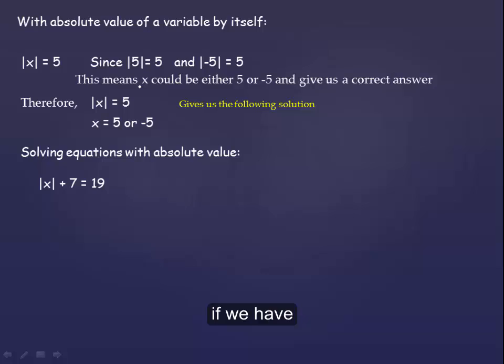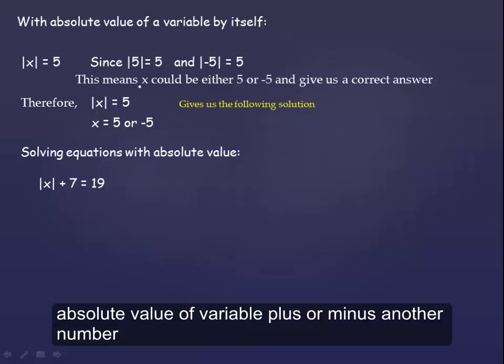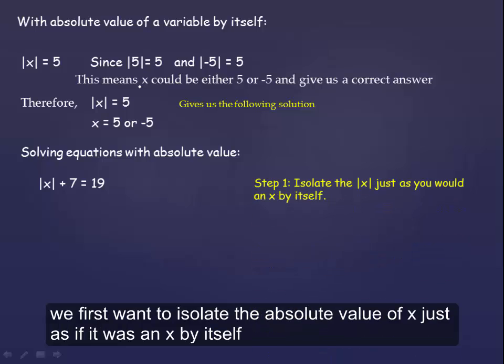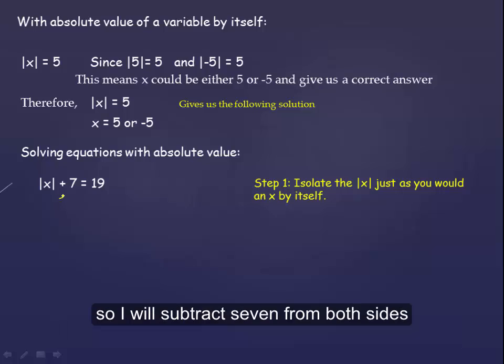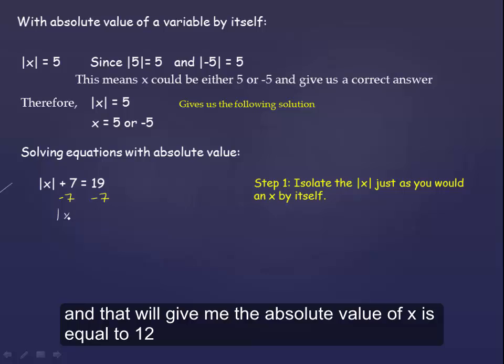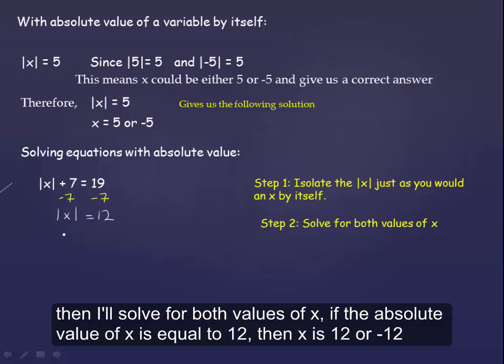If we have the absolute value of a variable plus or minus another number, we first want to isolate the absolute value of x just as if it was an x by itself. So I will subtract 7 from both sides, and that will give me the absolute value of x is equal to 12. Then I'll solve for both values of x. If the absolute value of x is equal to 12, then x is 12 or negative 12.